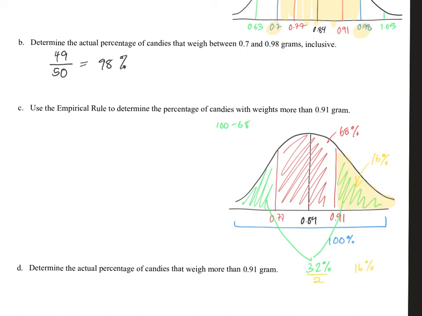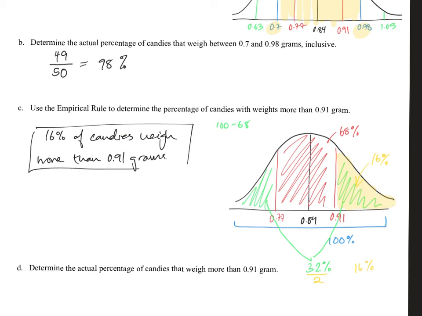So, let's see how would I write that out. 16% of candies weigh more than 0.91 grams. Okay, so it was using a bit of the empirical rule and then also just some concepts using sort of like geometry figures.